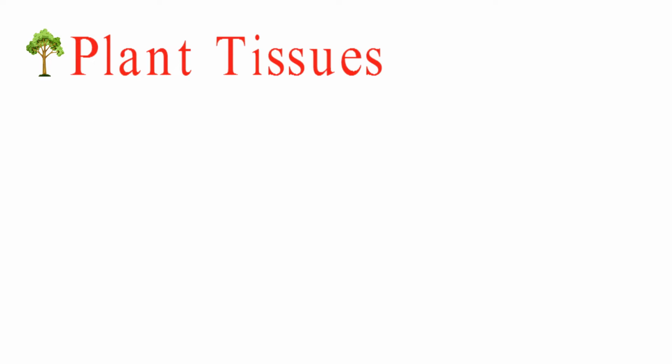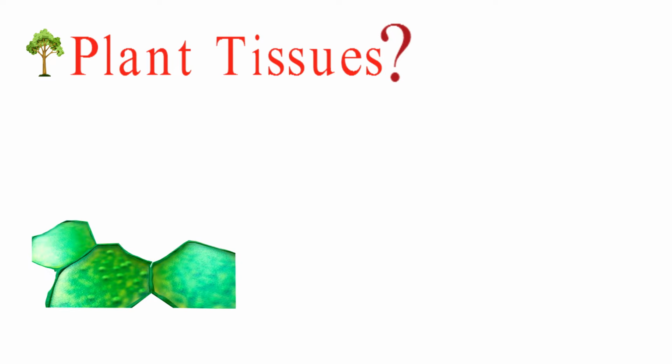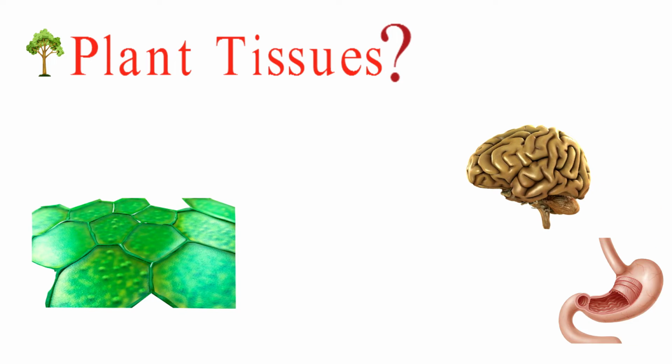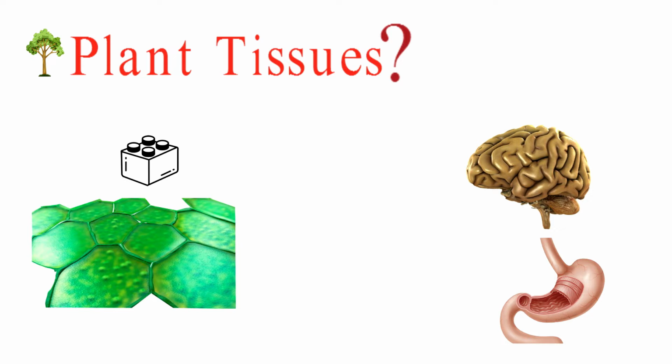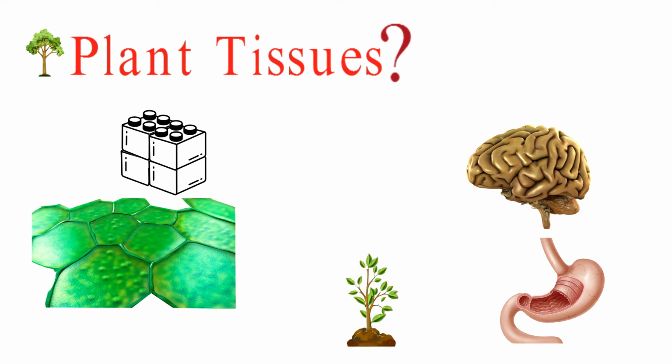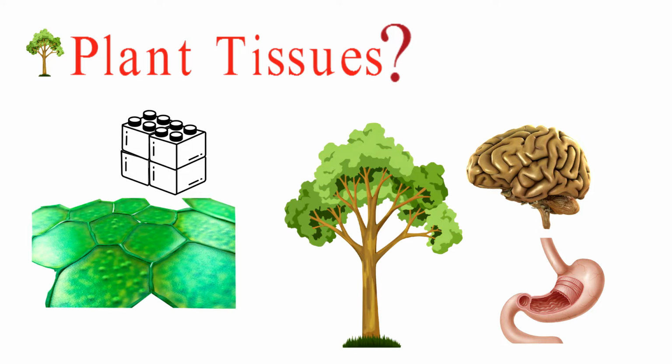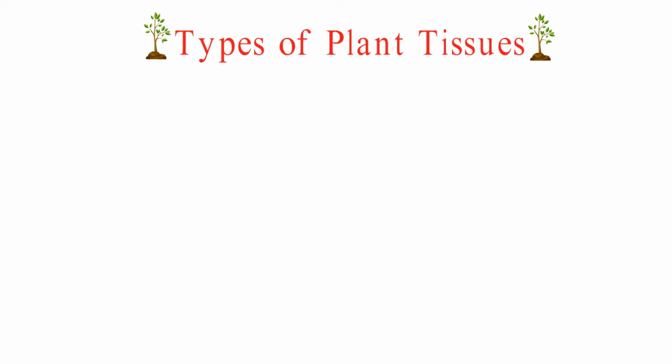To begin, let's understand what plant tissues are. Plant tissues are groups of cells that work together to perform specific functions within a plant. Just like our organs work together in our body, plant tissues are the building blocks that enable plants to grow, develop, and thrive. Now, let's explore the main types of plant tissues.